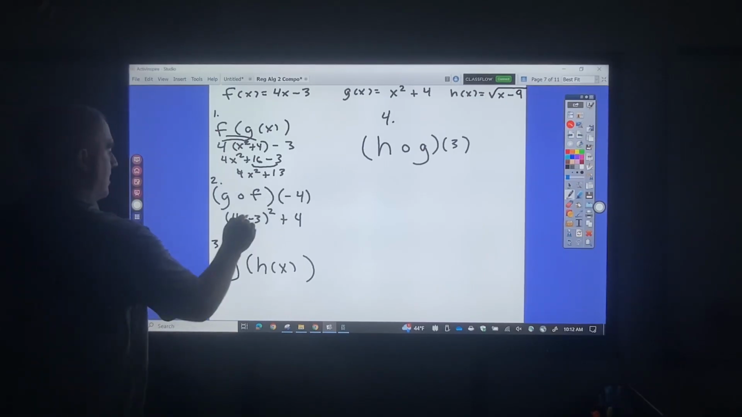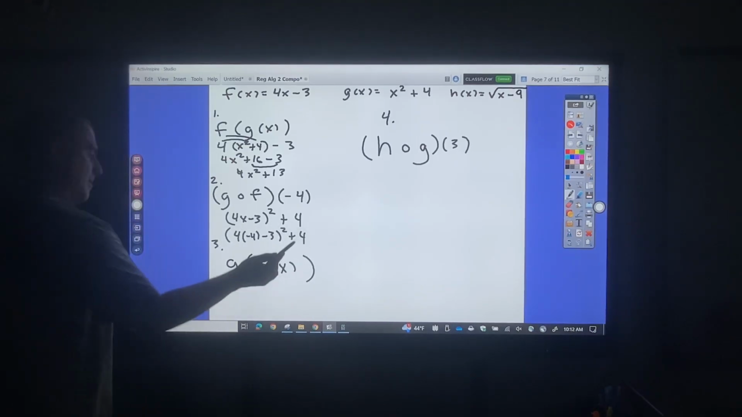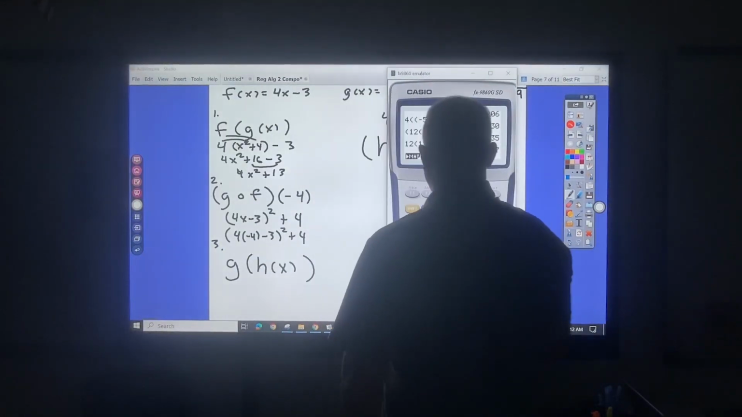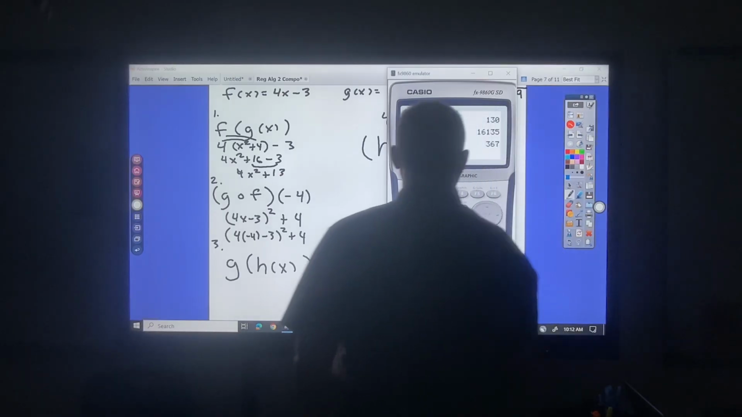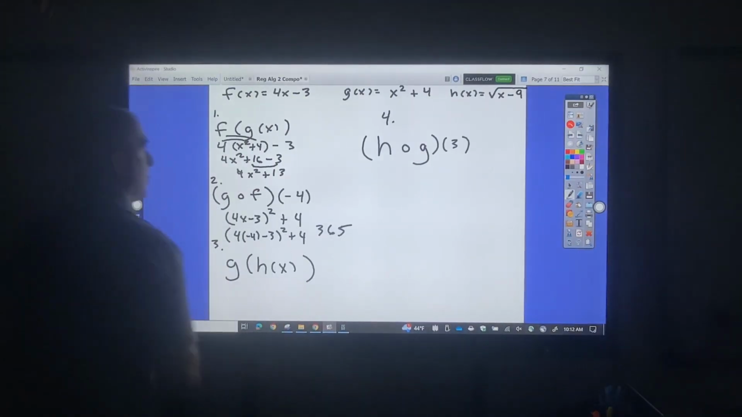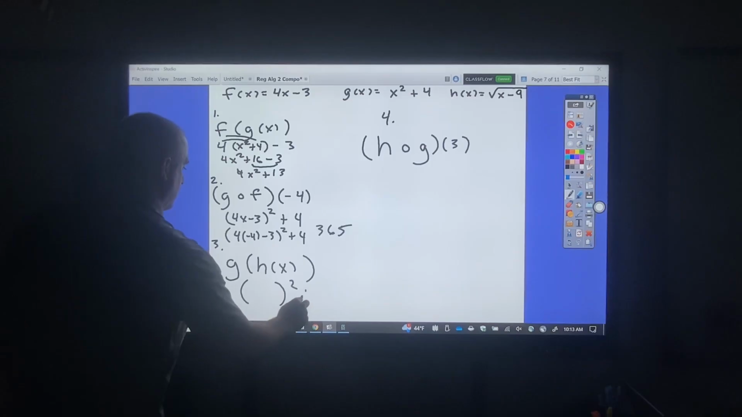Okay, all right. Now I'm going to take out the x and put a -4 in there. And now I'm going to let the calculator do that work. Okay, parentheses 4, parentheses -4, minus 3 squared plus 4. 365.